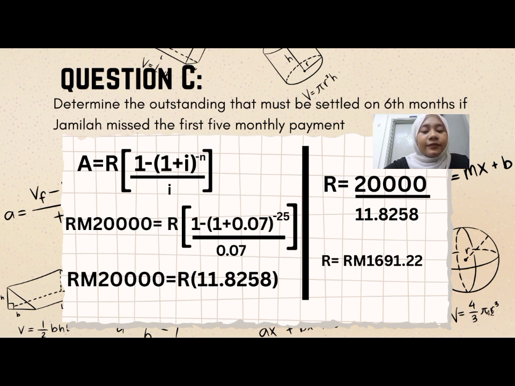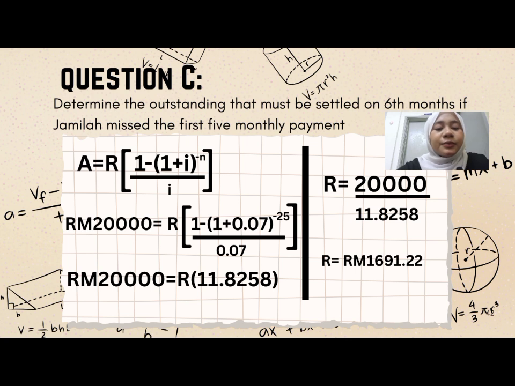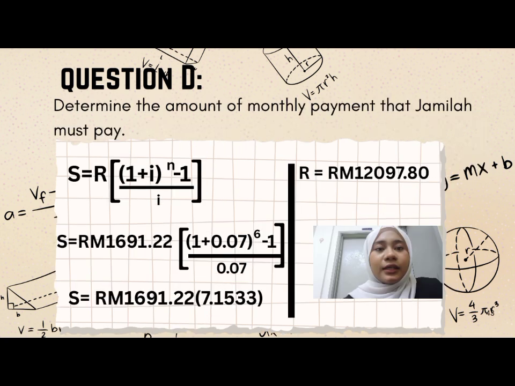This value, 11.8258, is the annuity factor. Next, we substitute into the formula. 20,000 equal to R times 11.8258. This means the outstanding amount per payment is RM1,691.22, which must be paid starting from the 6th month.